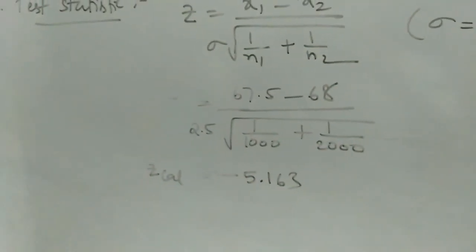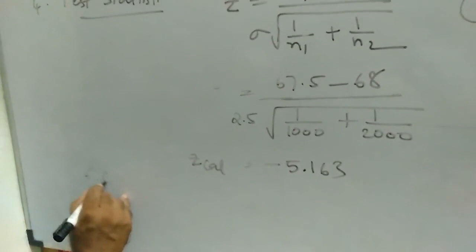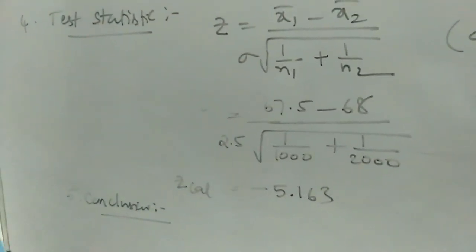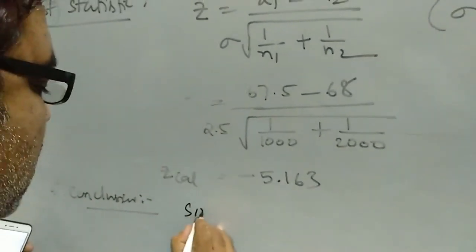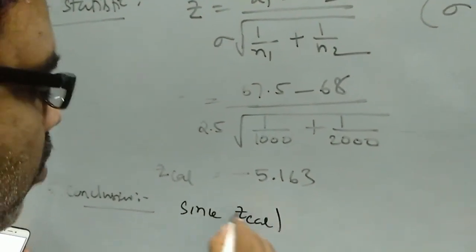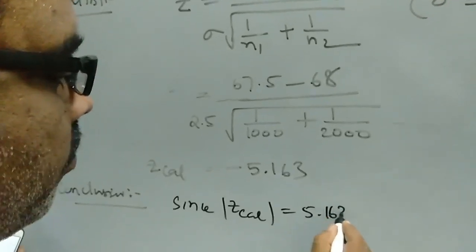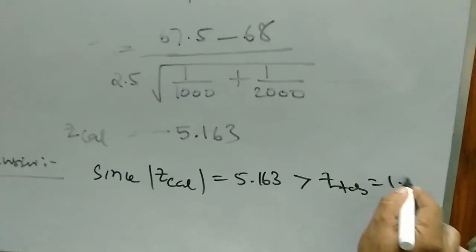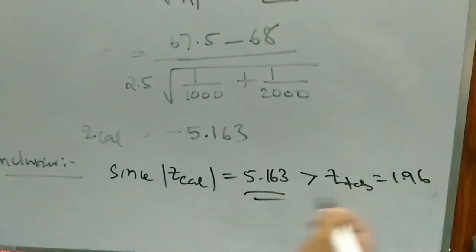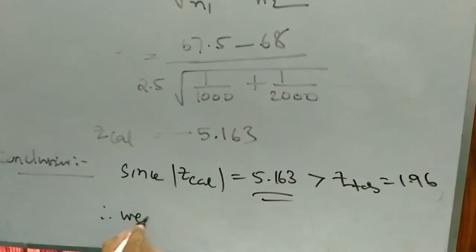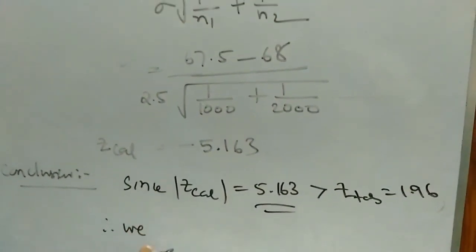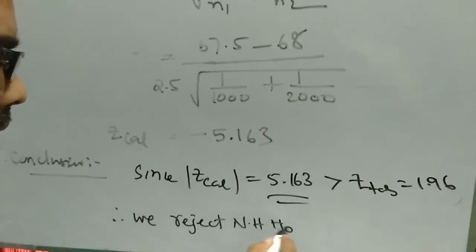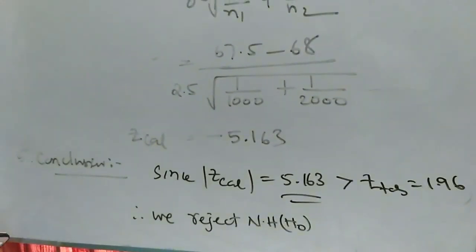Now the last step, we come to the conclusion. So what is the conclusion? Since the Z calculated value, modulus 5.163, is greater than the Z tabulated value, that is 1.96, this value is more than this. That means what is our conclusion? We reject the null hypothesis H0.